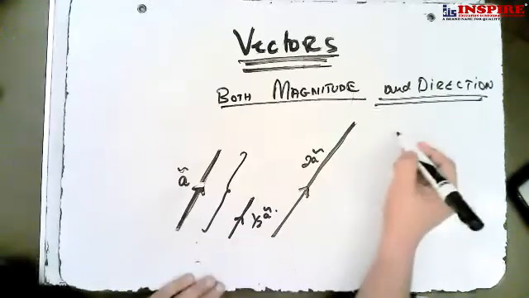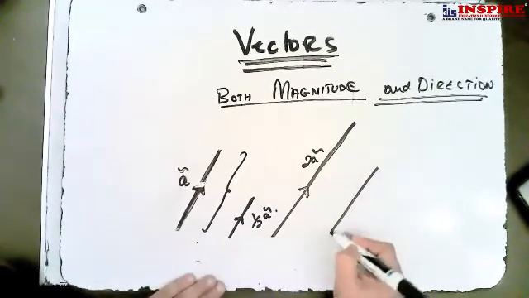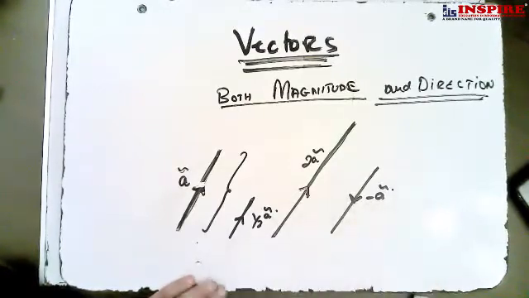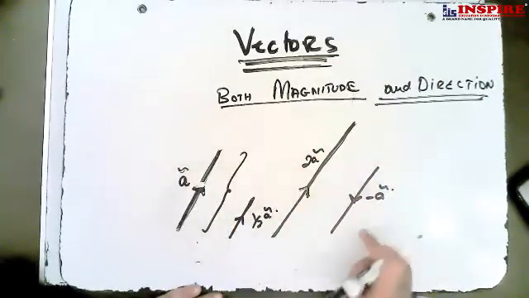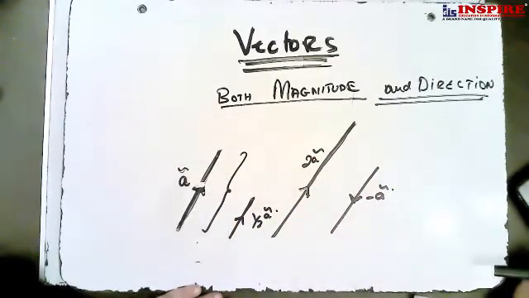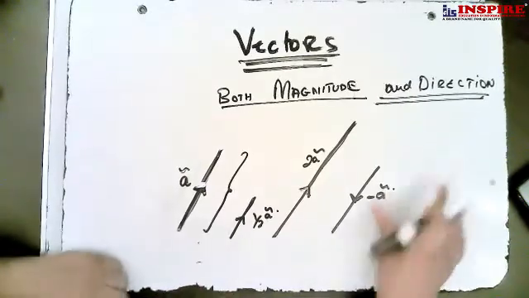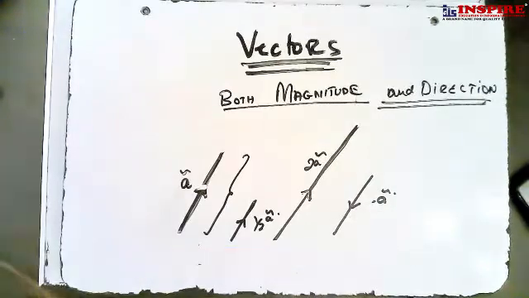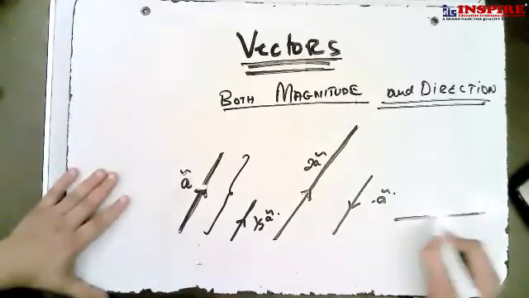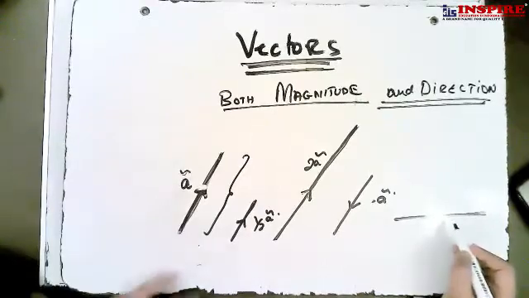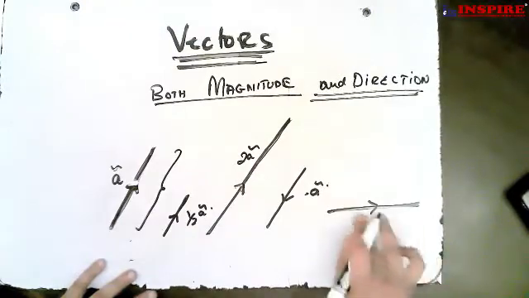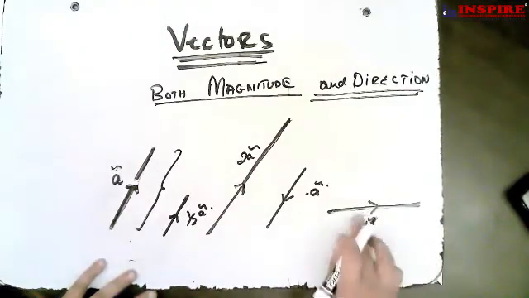And what about this, sir? This is a minus A. If that's a plus A, the opposite direction is a minus A. Okay. So what about this? What is this? Line. That's B, my friend. It's a B. It's a different vector.